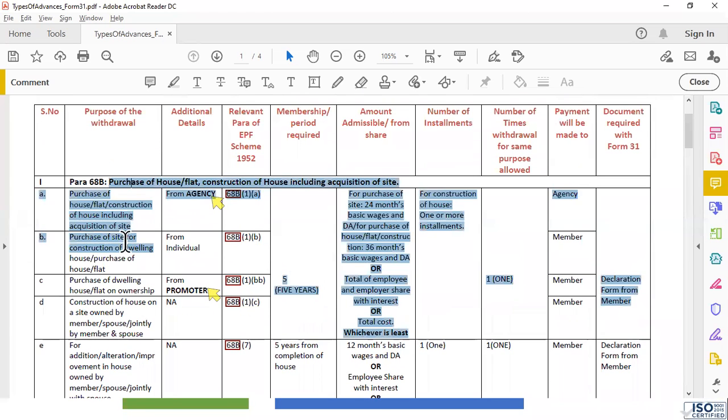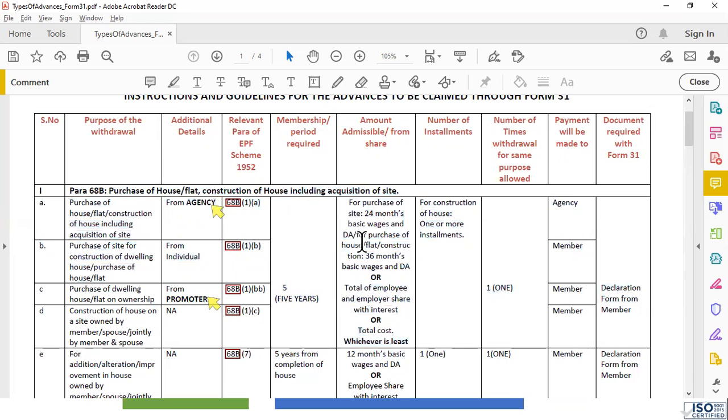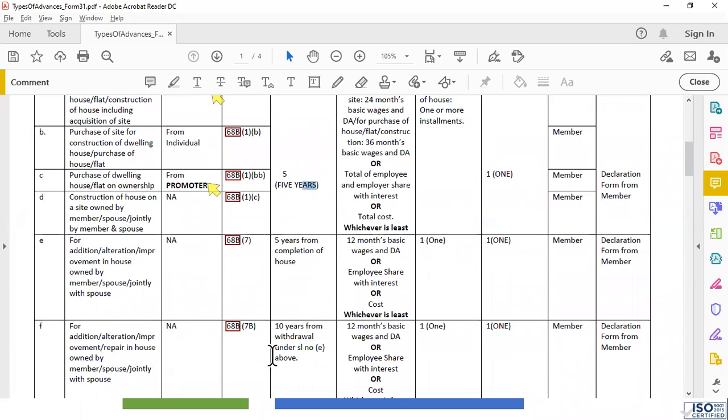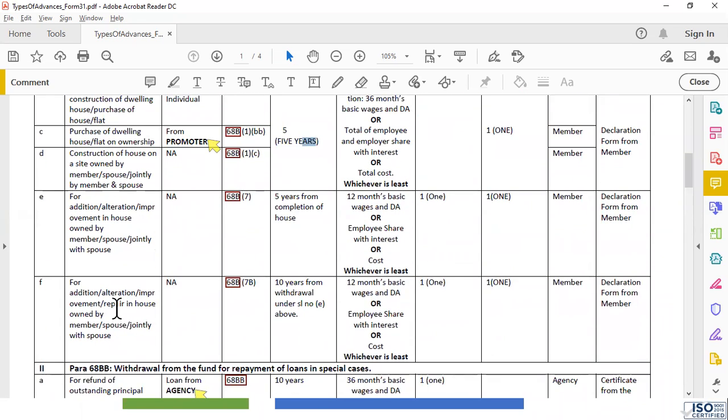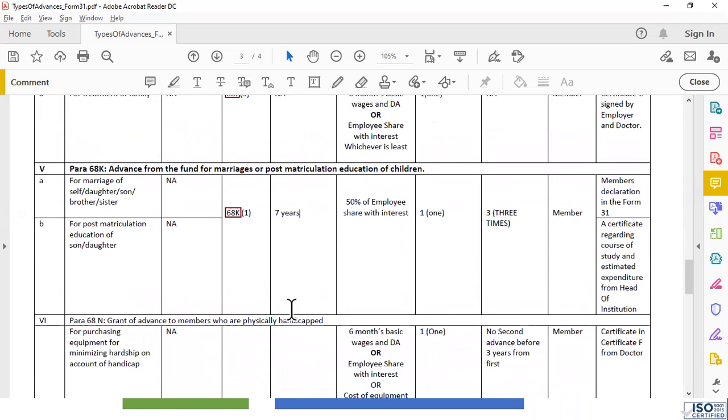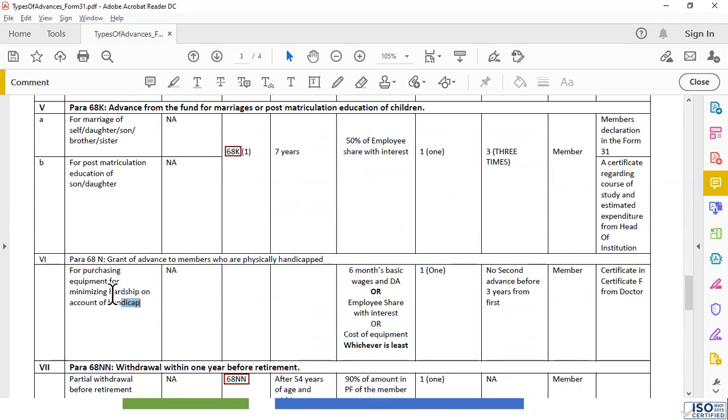Every reason has got some kind of eligibility. The amount which would be payable is also mentioned. For a house, it is 5 years. For repayment, this is 10 years from withdrawal. Let's see some different cases. For marriage, of self, daughter, son, brother, 7 years of contribution is required. So this varies. For purchasing equipment by a handicapped person, there is no eligibility criteria. In the very first month or the second month or after 1 year, the person can apply for this.